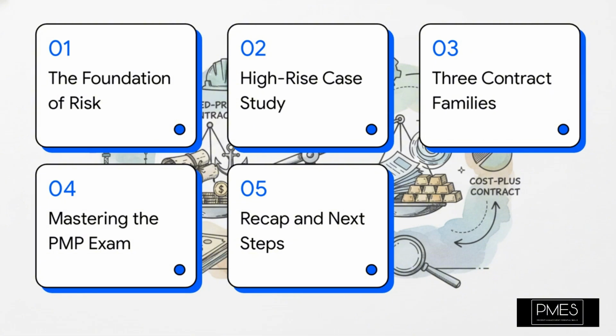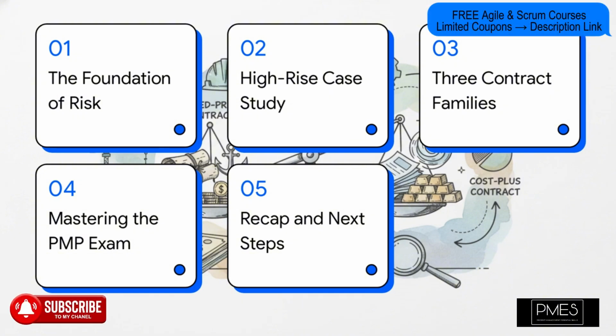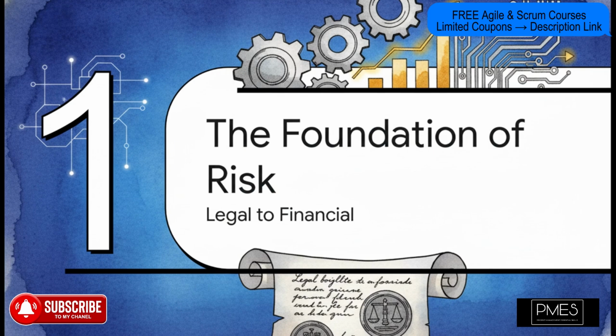Okay, so here's our game plan. First, we're going to build a solid foundation on the whole concept of risk. Then we'll jump into a real-world high-rise case study to see how this stuff actually works. After that, we'll break down the three main contract families. Then shift gears and focus on how to absolutely crush this topic on your PMP exam. And finally, we'll wrap it all up with a quick recap and a look at what's next. Sound good? Let's go. First up, the foundation of risk.